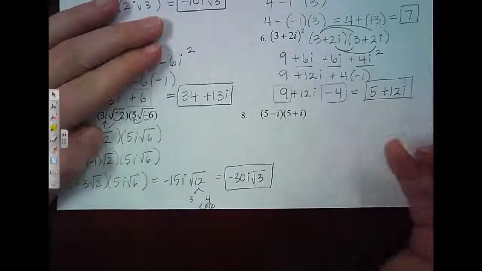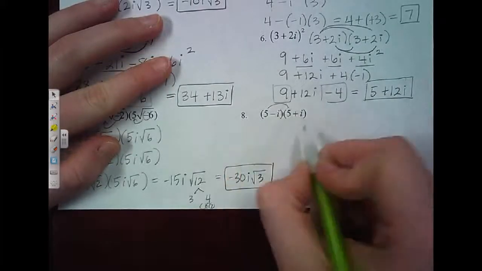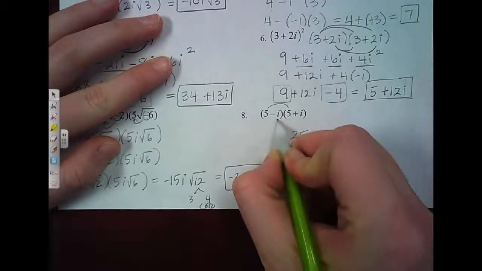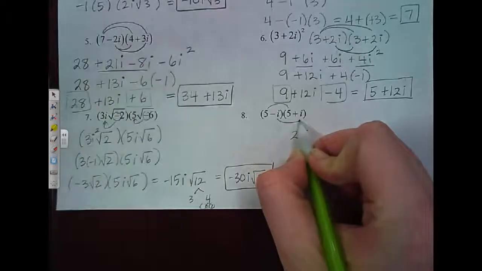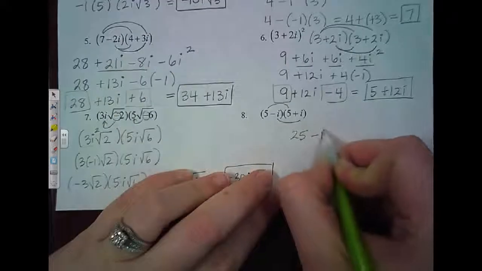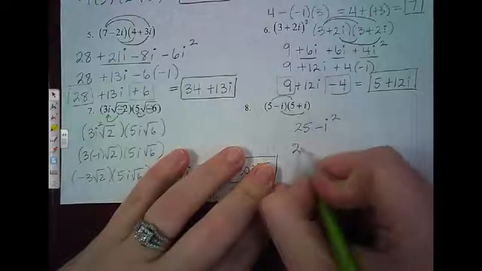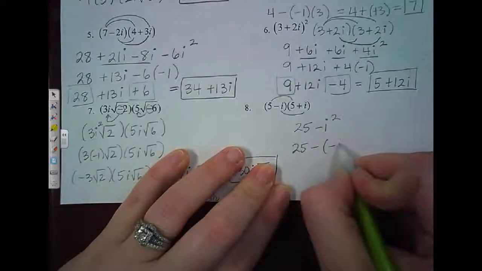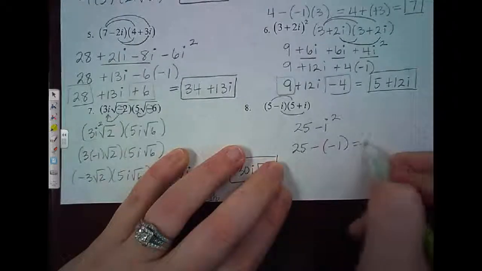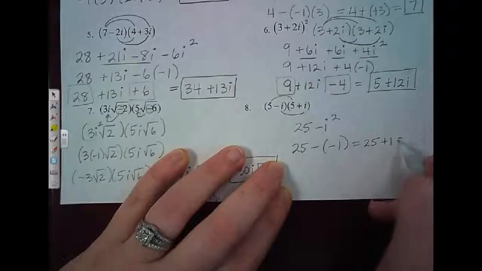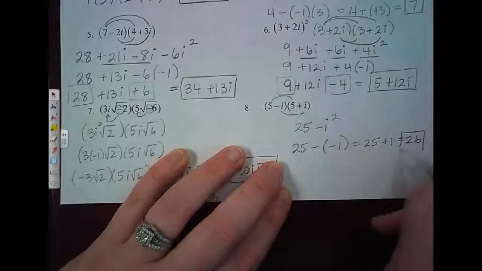Number 8 is conjugates, so the shortcut is 5 times 5 is 25. Negative i times i is negative i squared. So be careful here. i squared is negative 1, so that becomes 25 plus 1, which is 26.